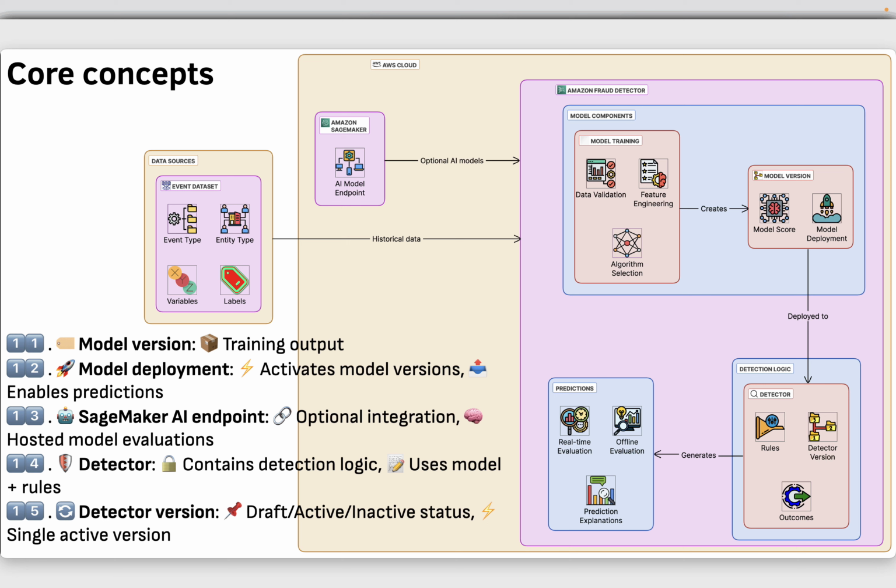15th is a detector version. A detector can have multiple versions, with each version having a status of draft, active or inactive. Only one detector version can be in an active status at any given time.